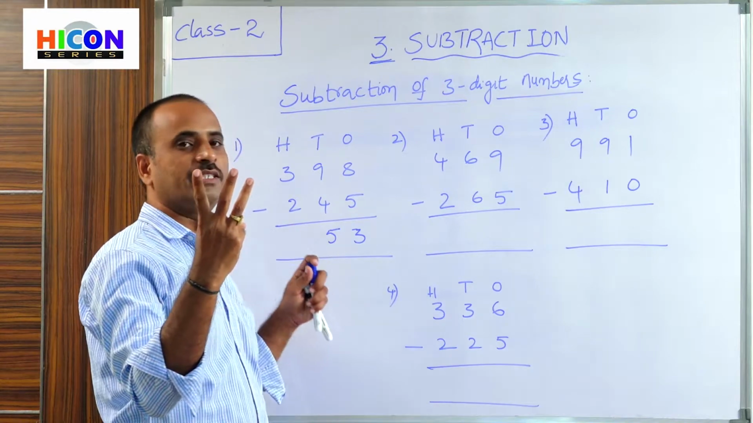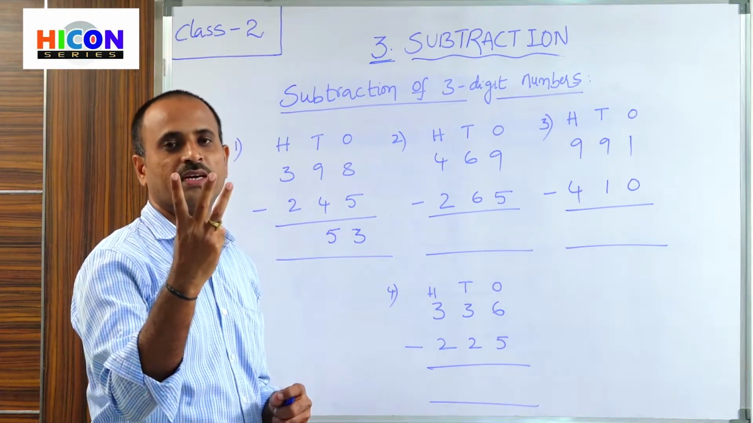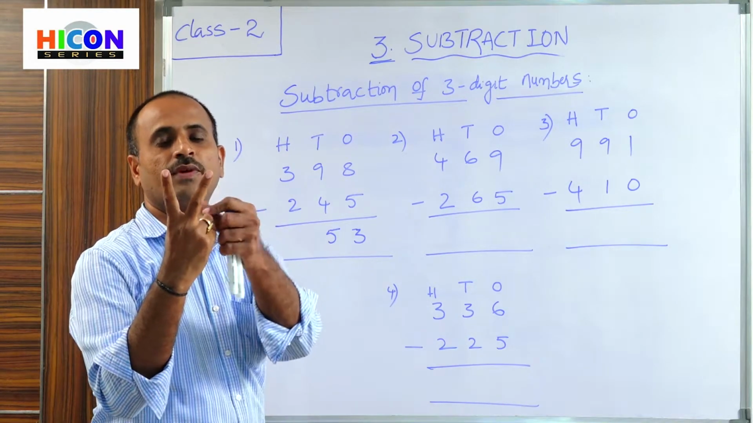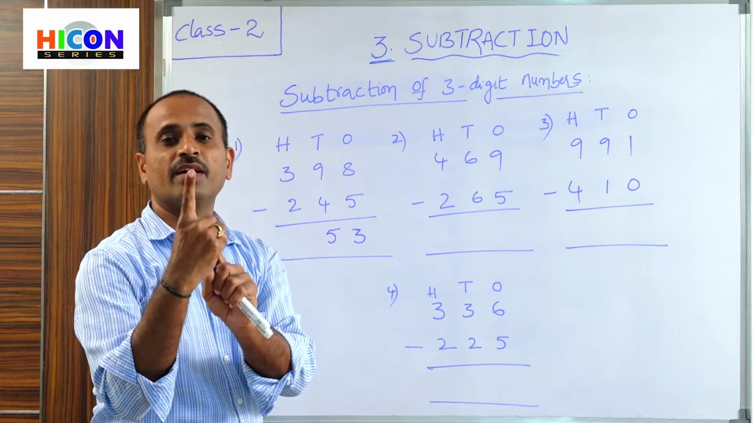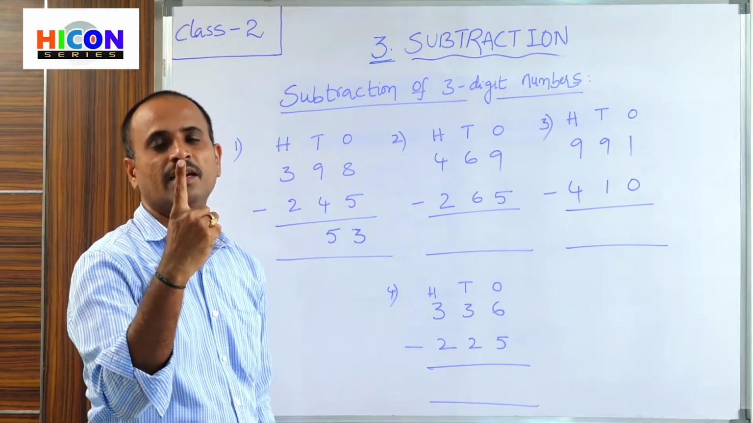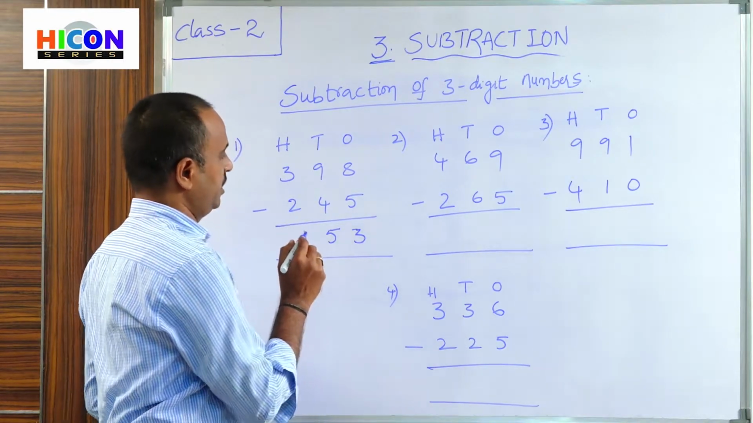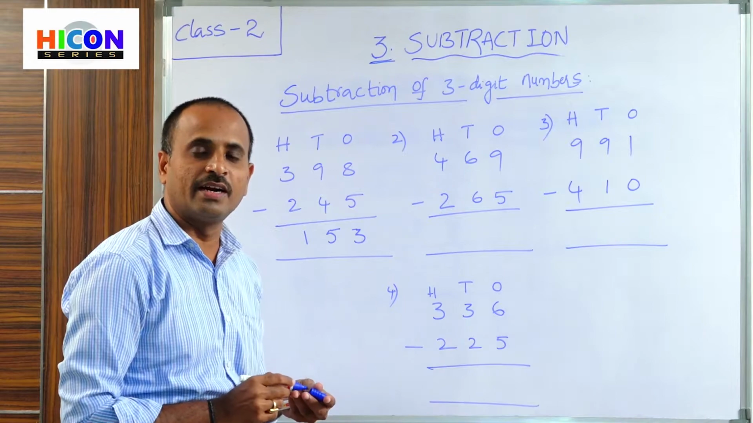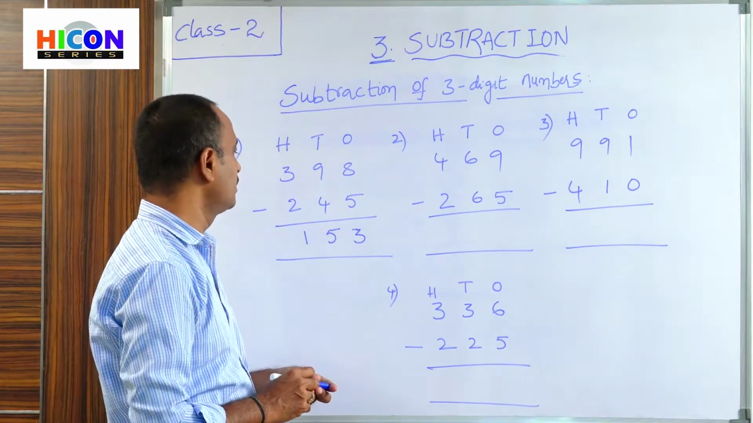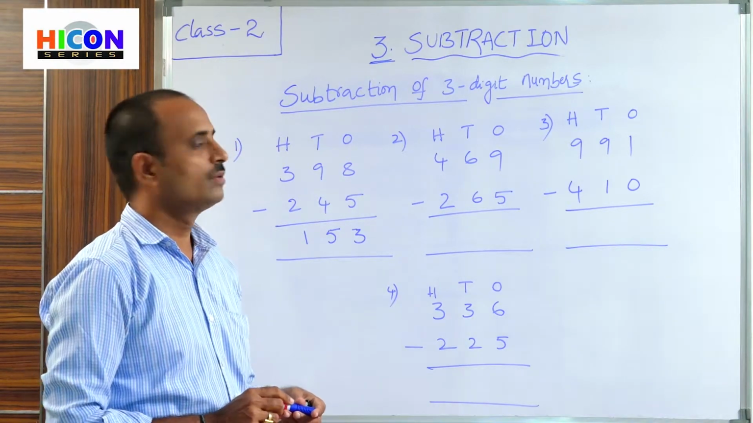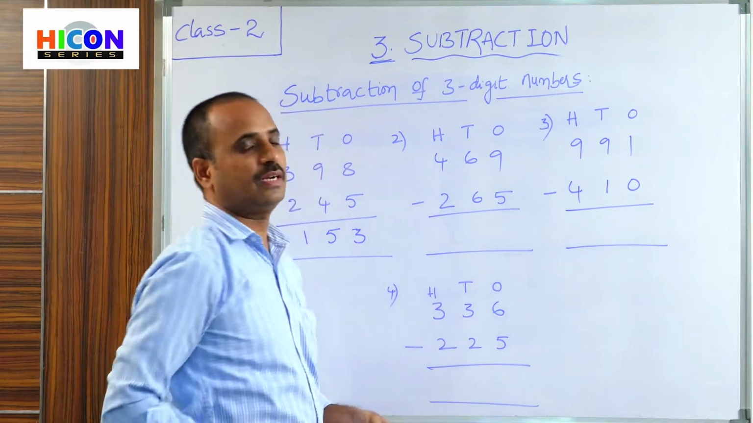And what is the second digit? 2. So close 2 fingers in these 3 fingers. So 1, 2. So how many fingers are left? Children, 1 finger is left. So write 1 under hundreds place. So children, the answer is 150. The difference is 150. So now go to the second problem, second subtraction.